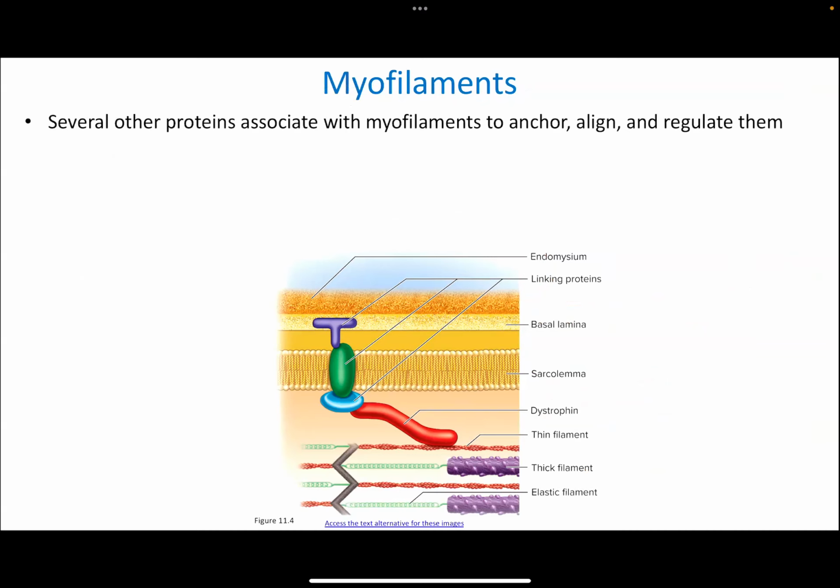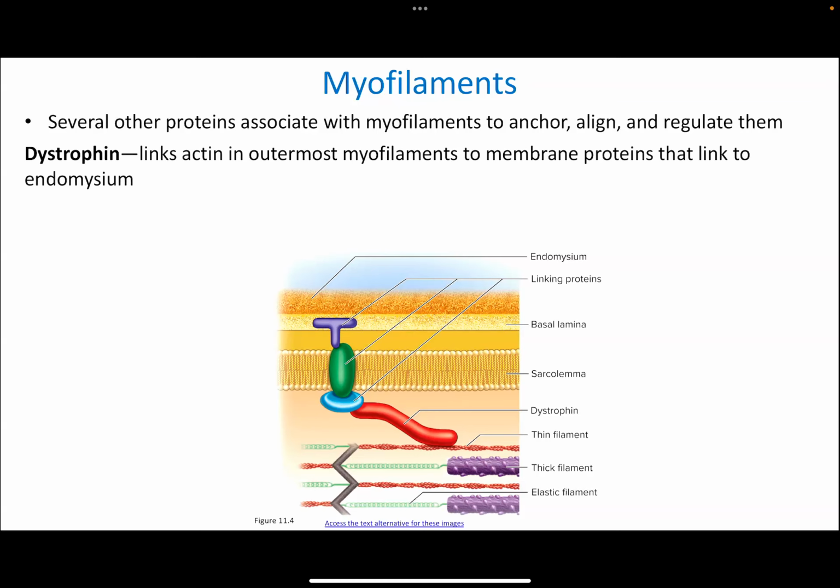There are other proteins that are associated with these myofilaments to help with anchoring and aligning. We're not going to learn about all of them, but one in particular is dystrophin. Dystrophin is going to help link the actin, that thin filament, in the outermost myofilaments to the membranes. So remember, we've got all these fascicles that have all these myofibrils in them, and each myofibril has all of these contractile proteins or these myofilaments. And so those myofilaments need to be stabilized or connected to the endomysium within the fascicles so that when contraction occurs, it is pulling that tissue together.